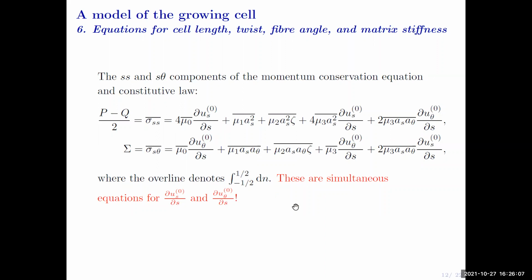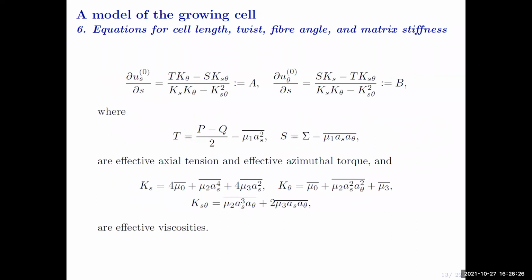Now, they look fairly complicated, but ultimately they are just simultaneous equations for two quantities, for dUs by ds at the leading order and for dU theta by ds. Because they're just simultaneous equations, you can solve them, and here are the solutions. On the one hand, dUs by ds, on the other hand, dU theta by ds, they're both just slightly different combinations of various items that either look like forces or look like viscosities. Okay, so what are these items?